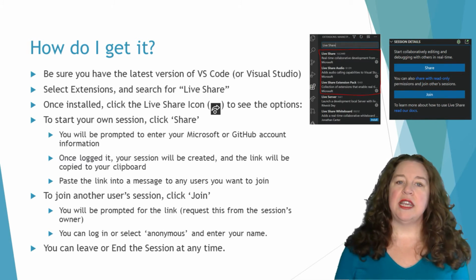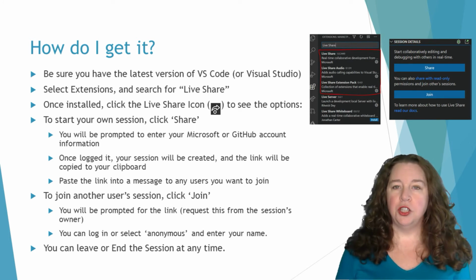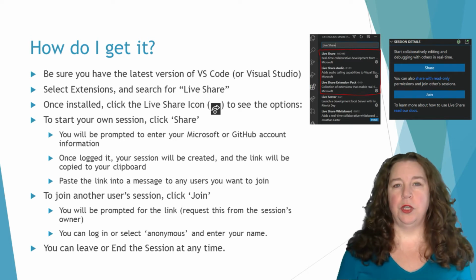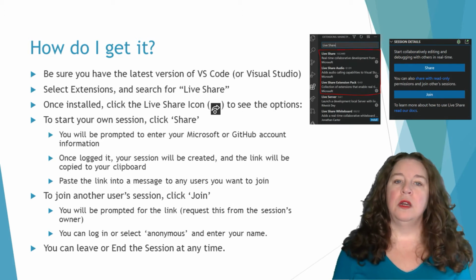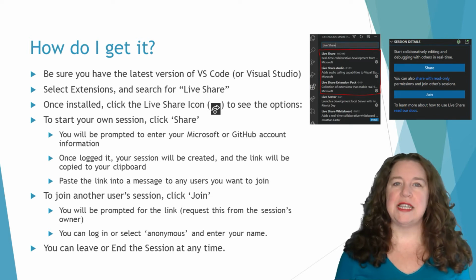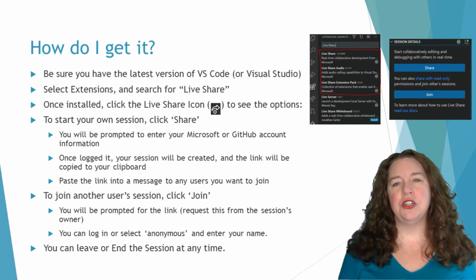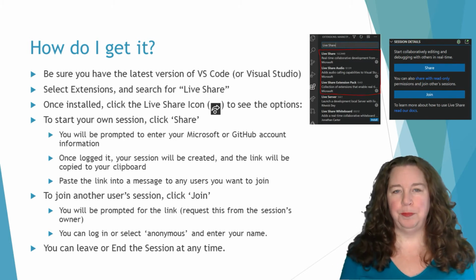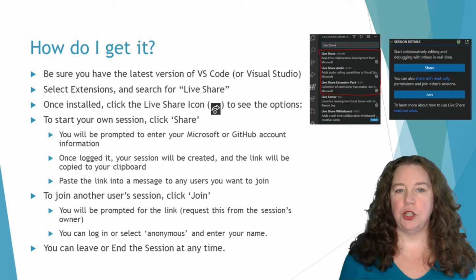When I click this, it's going to prompt you to enter either your Microsoft or GitHub account information. You can use your GitHub account or you can use your Microsoft. I tend to use Microsoft because our school uses Office 365, so I already have a Microsoft account with my school. Once you're logged in and go through a series of prompts that say, are you sure? Do you want to open a session? Did you mean to do this? Your session's created and the link to your session is copied into your clipboard. From there, you can paste it into an email, you can paste it into Microsoft Teams, you can paste it into any situation that you want to.